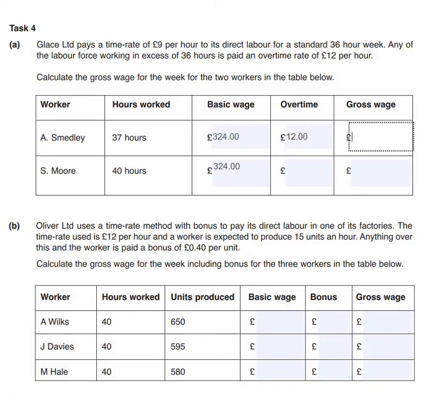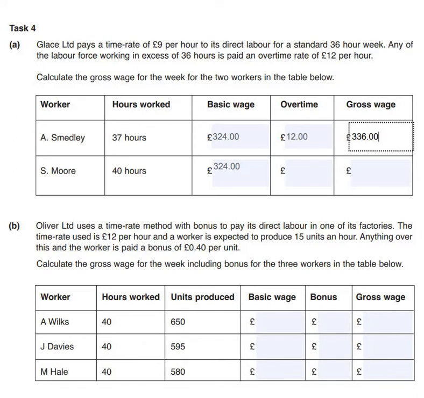Gross wages, if we remember, is just the total of the basic wage plus the overtime. So in this case for Smedley, he's going to get £336. So we just type that in there.